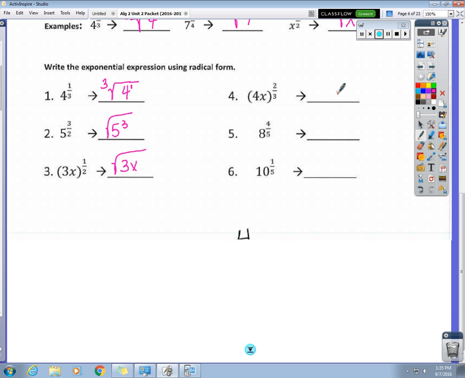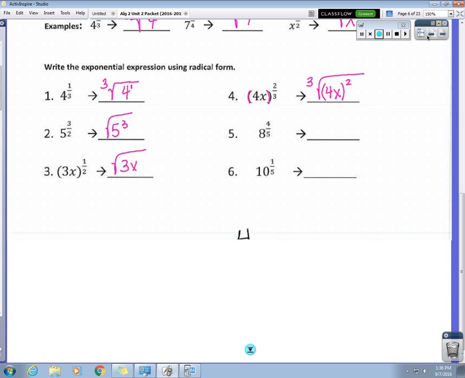Okay, number 4 is a little bit different, because notice how with this one you had a 3 and an x, but we didn't really have to do anything special, because it was raised to the first power. But with this one, the 4 and the x are in parentheses, so both of those numbers are being raised to the 2/3 power, and so since we're going to square it, you've got to put it in parentheses inside, and then cube root. Now, another way you may see this written is the cube root of 4x, and then put that in parentheses, and then put the squared on the outside. Okay, you may see it written either way.